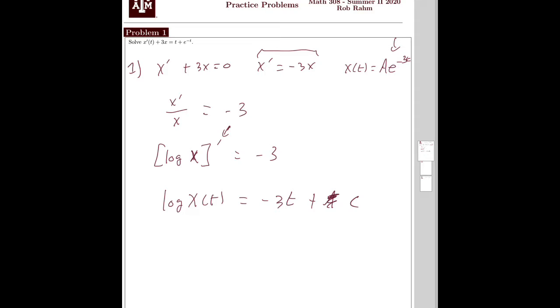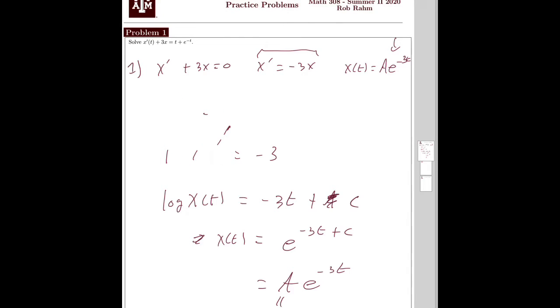some constant c. And then if I raise both sides to the power of e, what I get is x of t is equal to e to the minus 3t plus c. But I can just write this as a times e to the minus 3t, where a is equal to e to the power of c. Okay, so I'm going to erase all of that. So that's the general setup for solving the homogeneous equation.